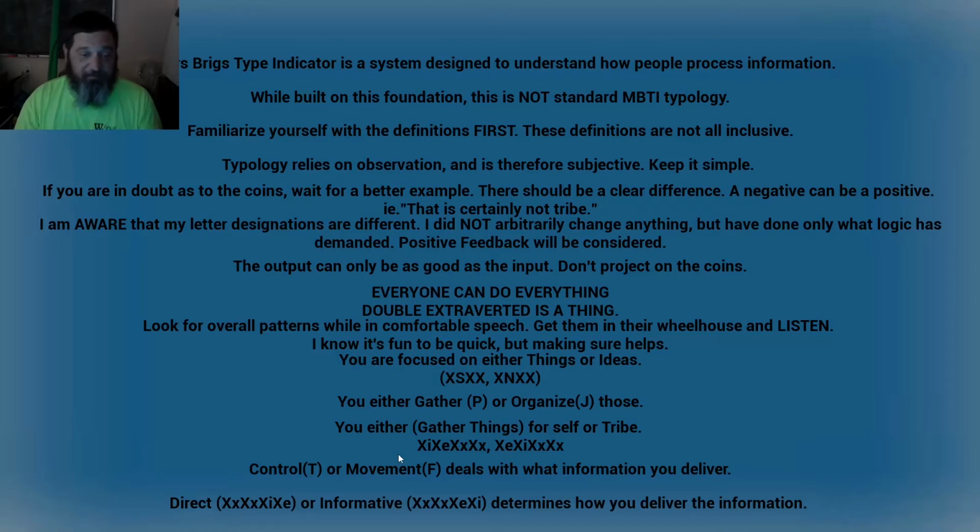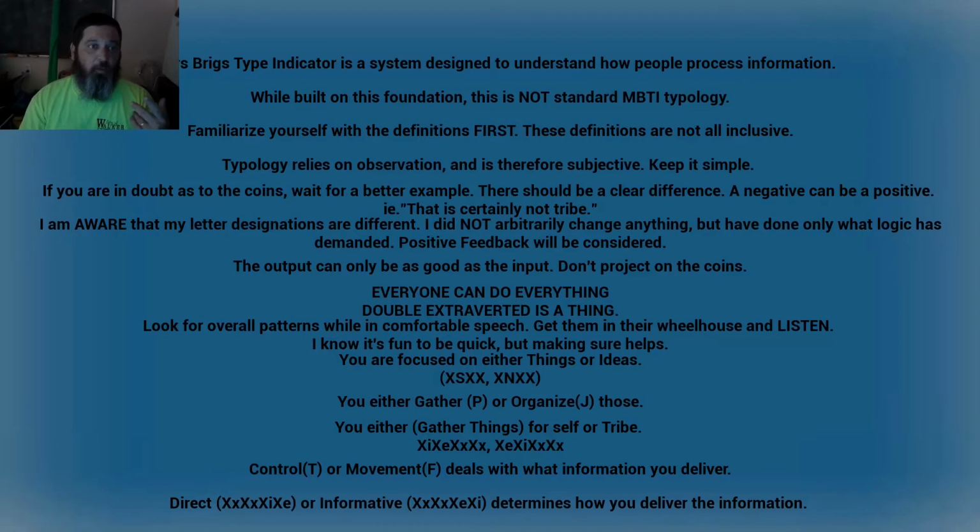And then finally, direct and informative determines whether your third slot is introverted or extroverted. That's simple. If you're direct, you are trying to keep as much information introverted as possible. That's what that means. If you are informative, you're making the information extroverted. That's what that means. It's that simple. That's how you type someone in 5 steps.